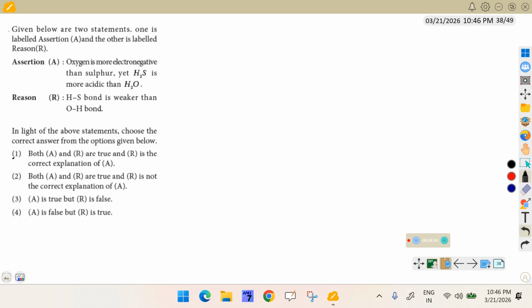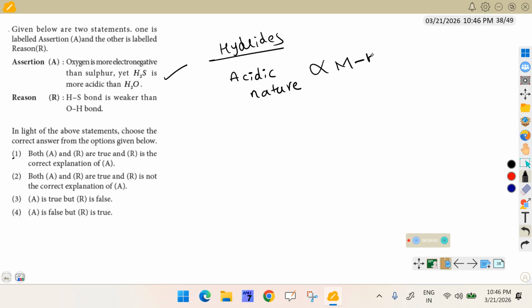Oxygen is more electronegative than sulfur, yet H2S is more acidic than H2O. Correct statement, because here acidic nature does not depend upon electronegativity. In the case of hydrides, acidic nature is directly proportional to MH bond length. H-S bond is weaker than O-H bond. Correct. A is true, R is true, R is the correct explanation for A.